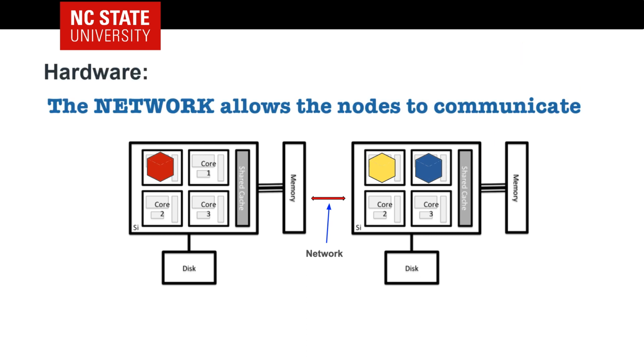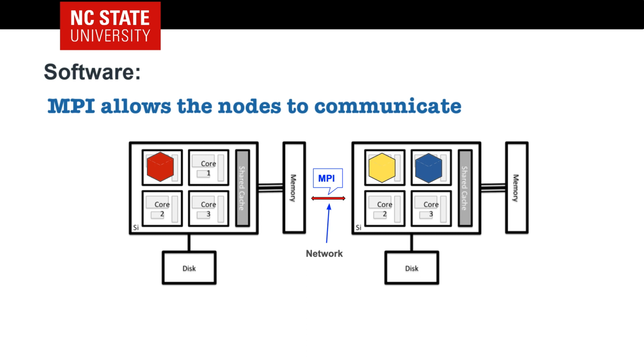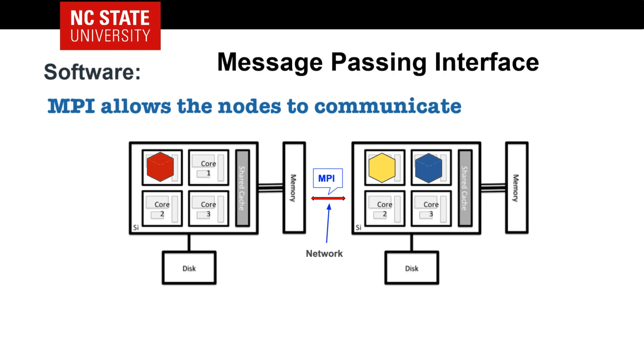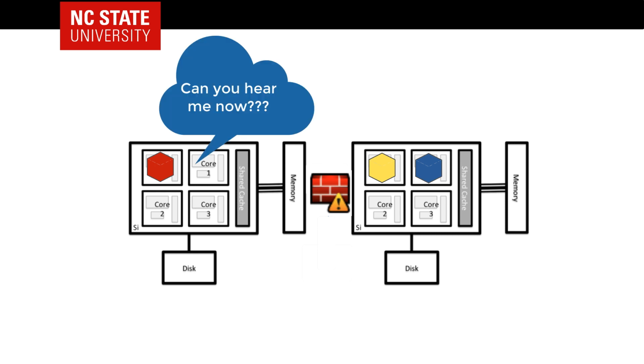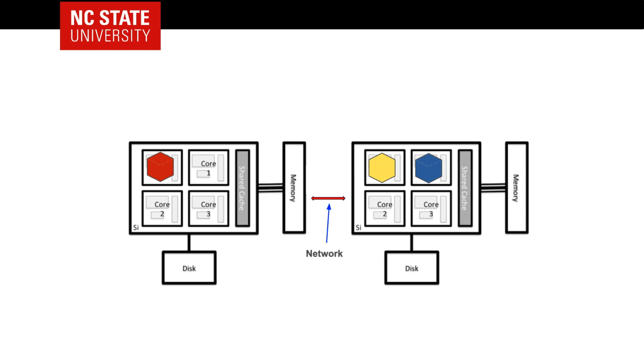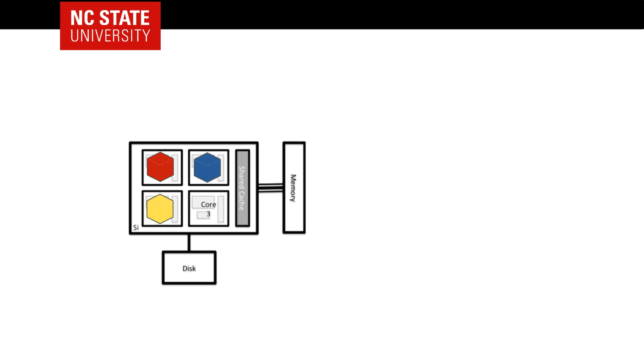The network is the hardware that allows the 2 nodes to communicate, but the software that allows this communication is called MPI, or Message Passing Interface. If you or whoever wrote your application did not program the code to use MPI, your code cannot communicate over the network. Without MPI, the cores on one node cannot access the memory of another node. That means that all of the tasks must be confined to one node, where they all have access to the same memory. They share the memory.